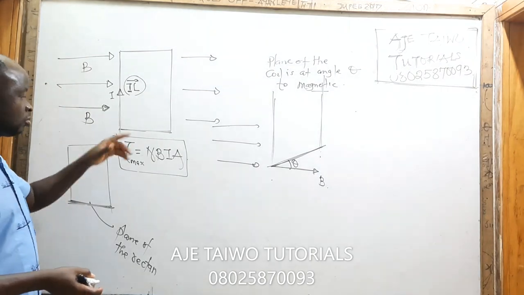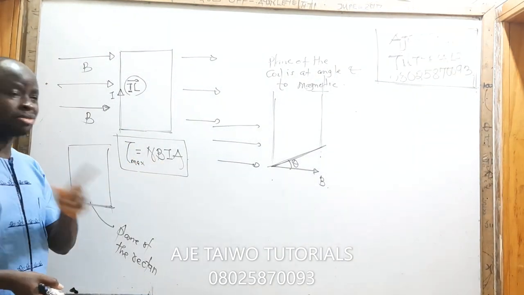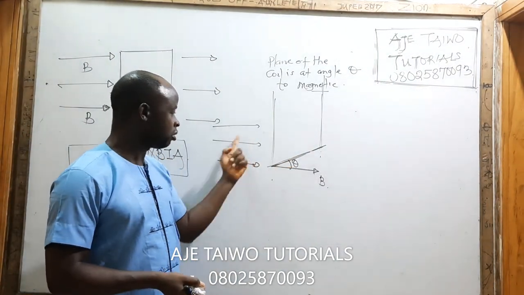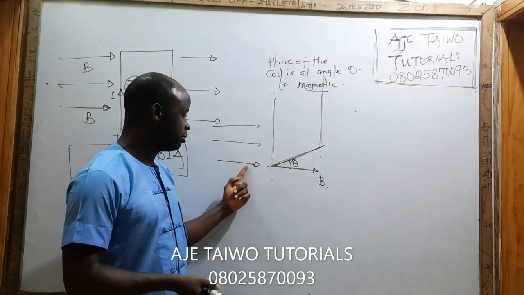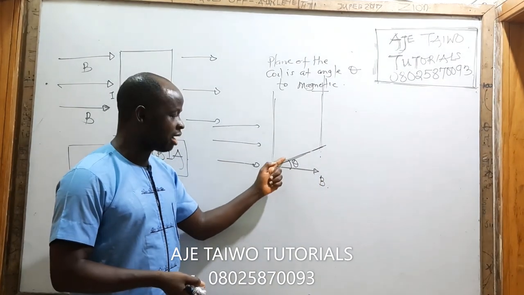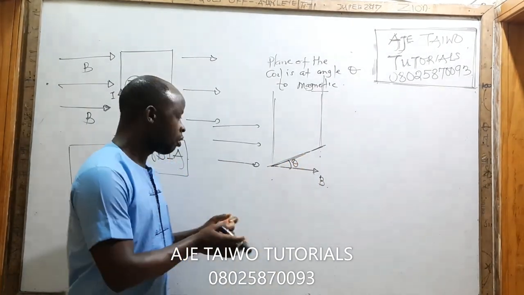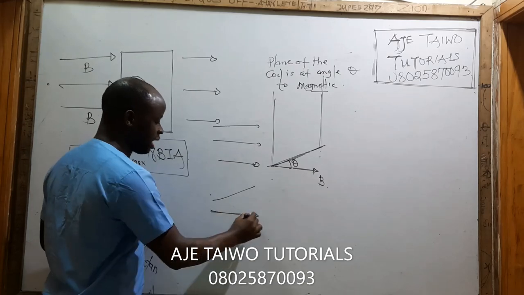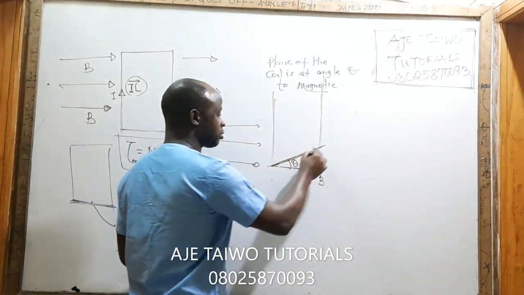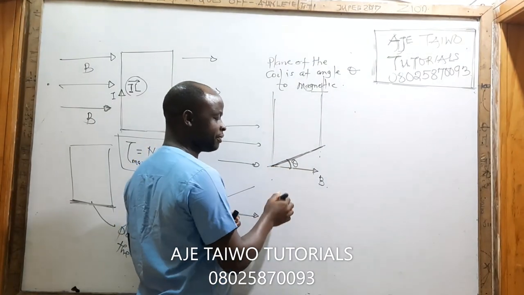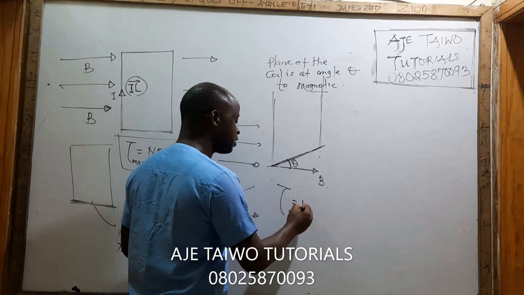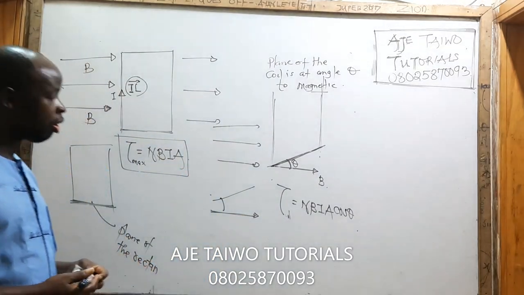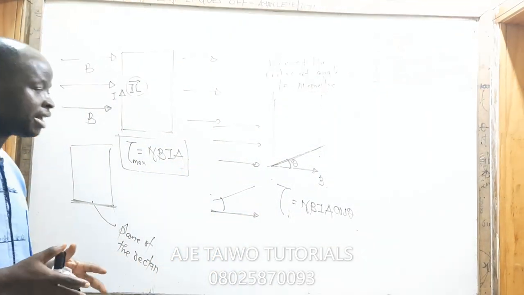If the plane is parallel to the magnetic field, your torque is NBIA. You have to note all these three things. If the plane of the conductor is making angle theta with the horizontal, that is the magnetic field, they are no longer parallel. When it was like this, they were parallel, but now they are making an angle. Your torque here is NBIA cos theta. Take note of that.